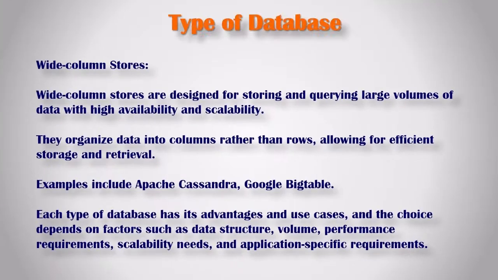Wide column stores. Wide column stores are designed for storing and querying large volumes of data with high availability and scalability. They organize data into columns rather than rows, allowing for efficient storage and retrieval. Examples include Apache Cassandra, Google Bigtable. Each type of database has its advantages and use cases, and the choice depends on data structure, volume, performance requirements, scalability needs, and application-specific requirements.